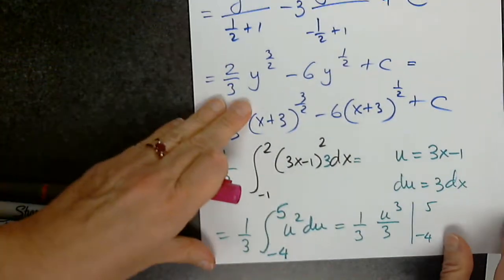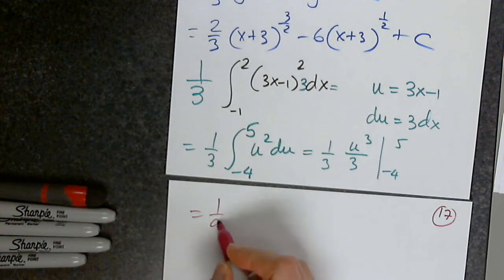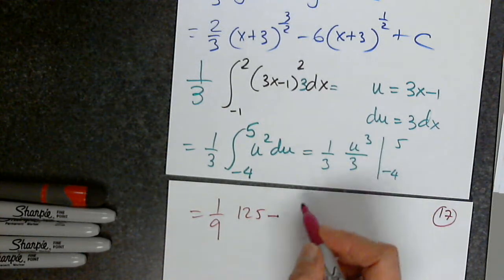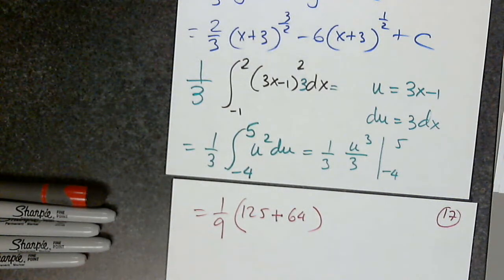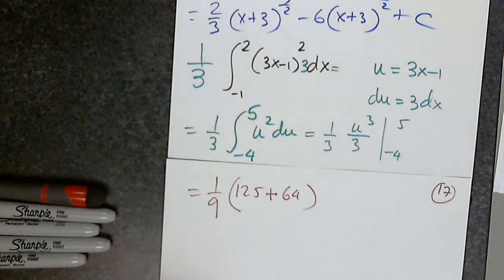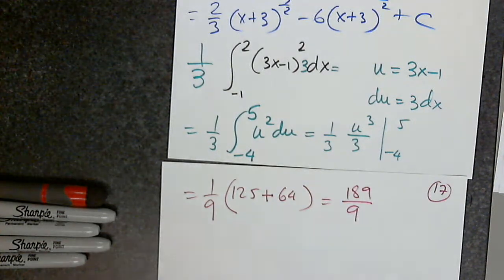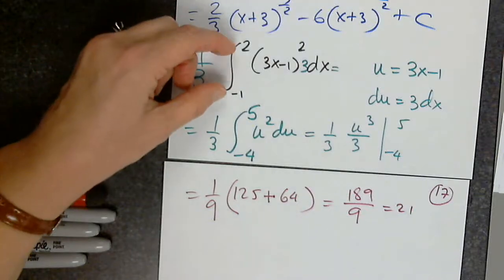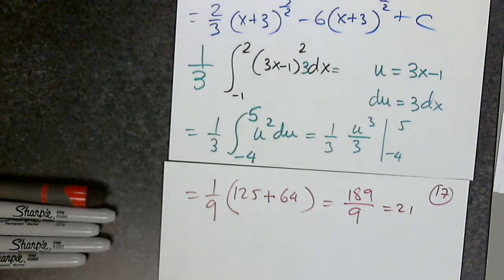So now I have to clean it up a little bit and plug in those numbers. So this is 1/9, when I plug in 5, 125, minus when I plug in -4, but it changes to positive 64. So 125 plus 64 is 189 over 9. And this is 21. There's no need to go back. But remember, do not copy the limits of integration from a variable that is x to the variable that is u. You cannot do that.